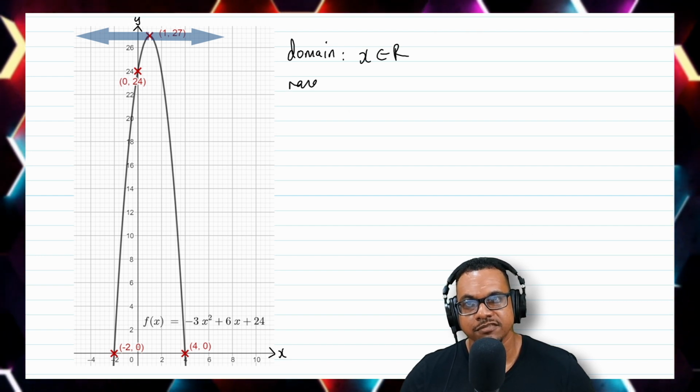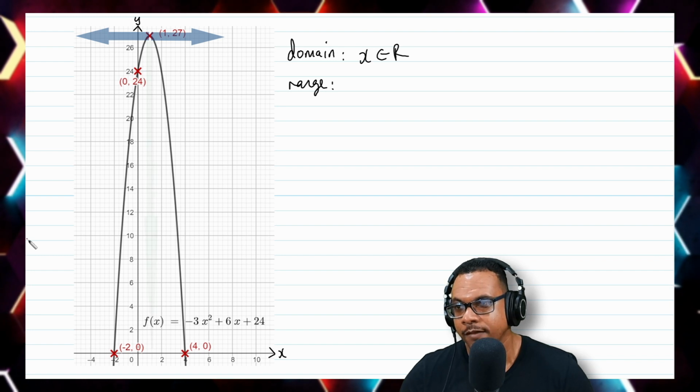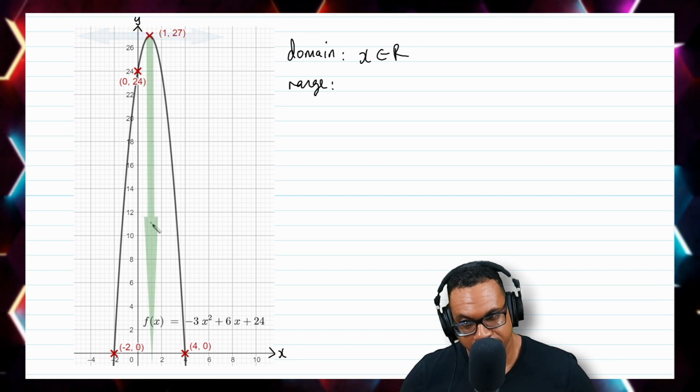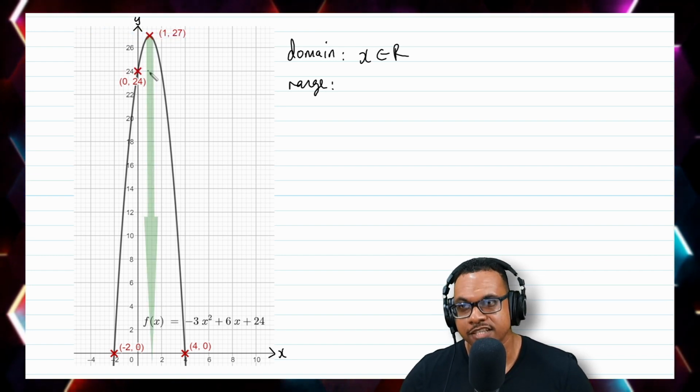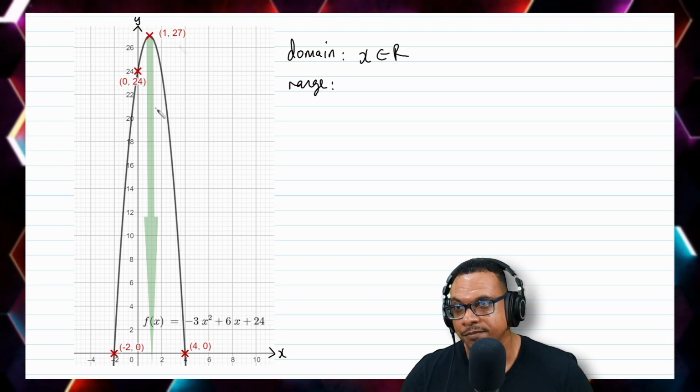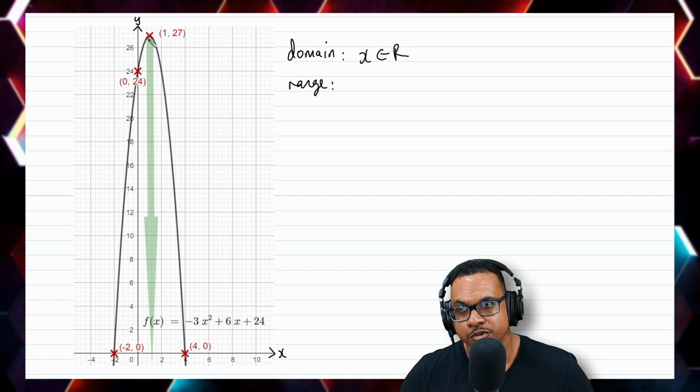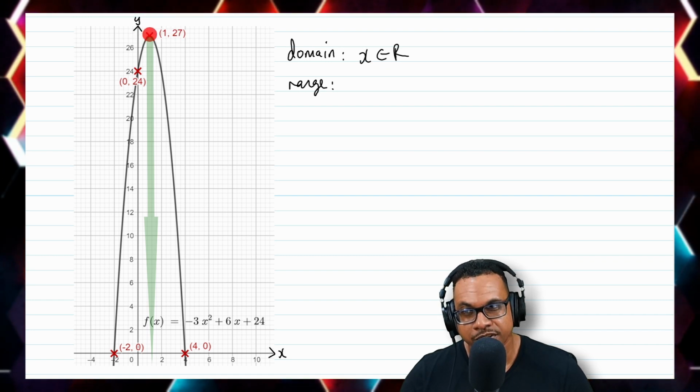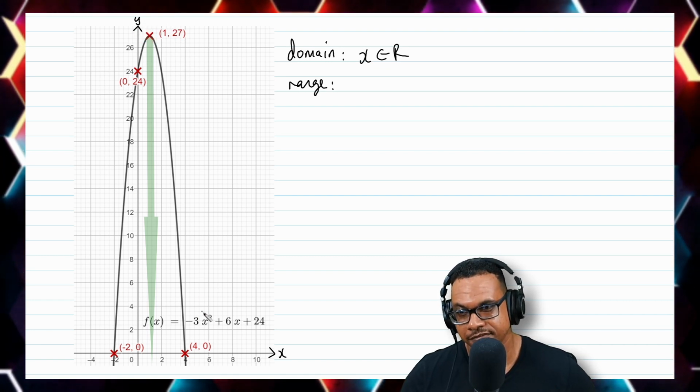And my range will be such that, well, there's no lower limit to my graph, but there is an upper limit. And that's why it's called a maximum curve, because the upper limit is this 27. So this y value of 27, which will be here, will be the highest point on the graph. And that's why it's a maximum curve.